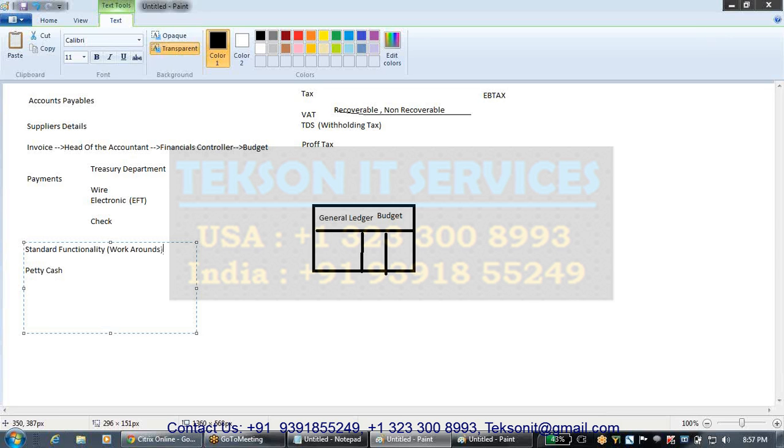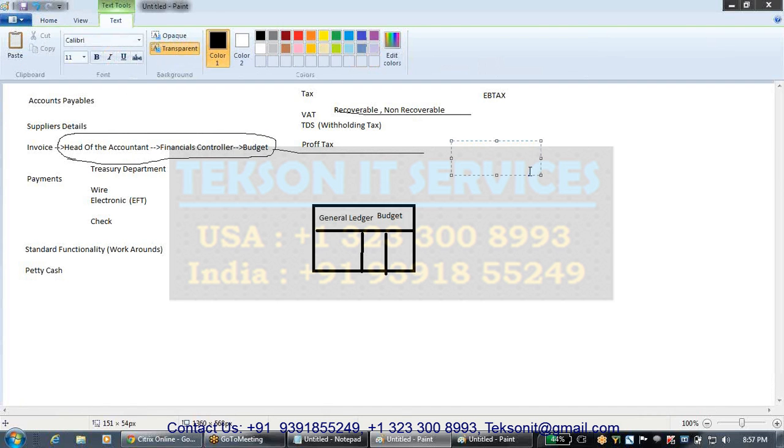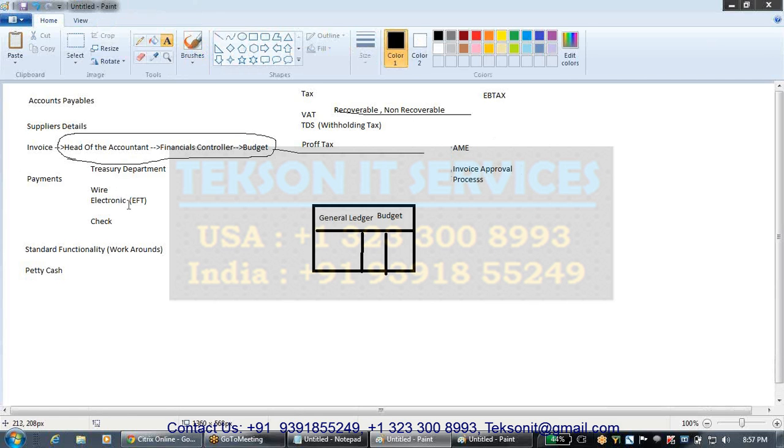So in accounts payable, these are the concepts we have, and this hierarchy, the head of the accountant, budget, all these things will be designed using the module called AME. AME is nothing but Application Management Enterprise. So this is the invoice approval. In the AME we will try to design the invoice approval process and train you. So the payments you can do with wire, electronic, checks, standard functionality and petty cash.